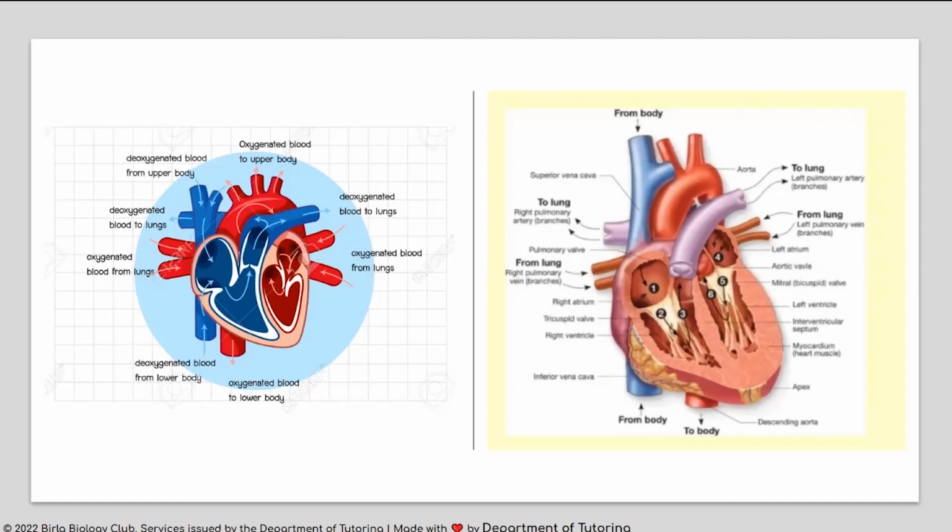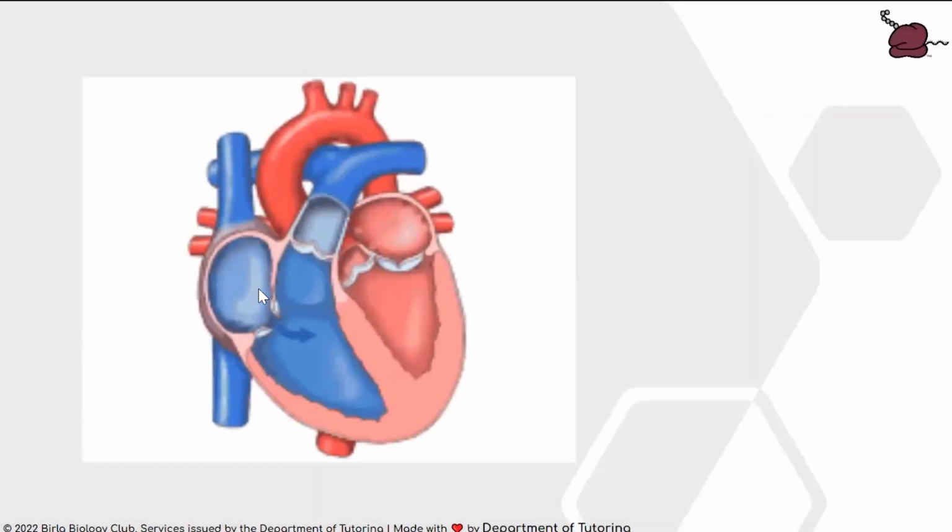Here's another fun fact for you. Your heart pumps 2,000 gallons of blood each day. This image can correctly show us the pathway of blood through our heart.